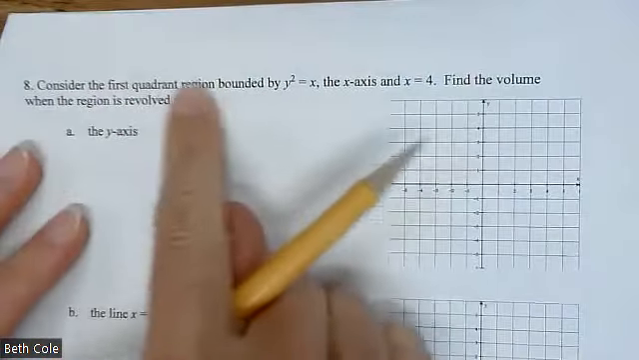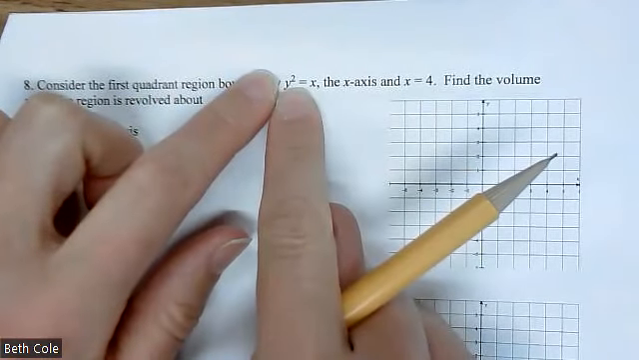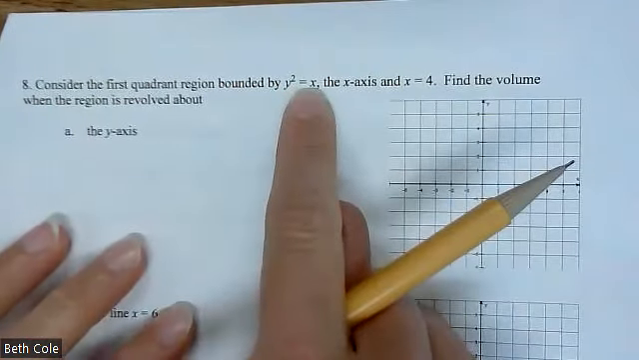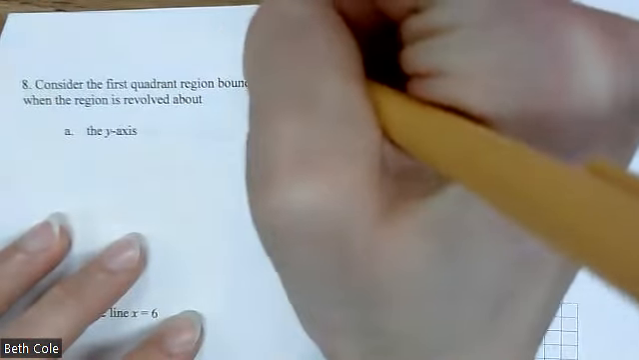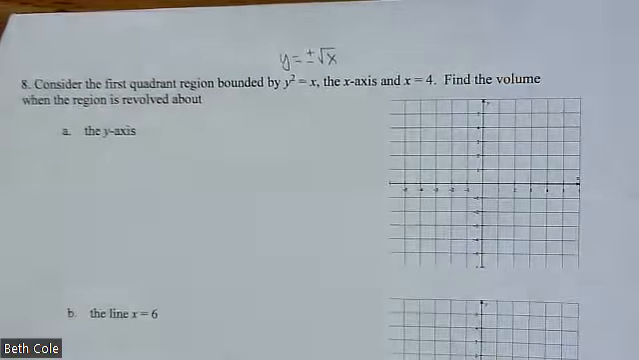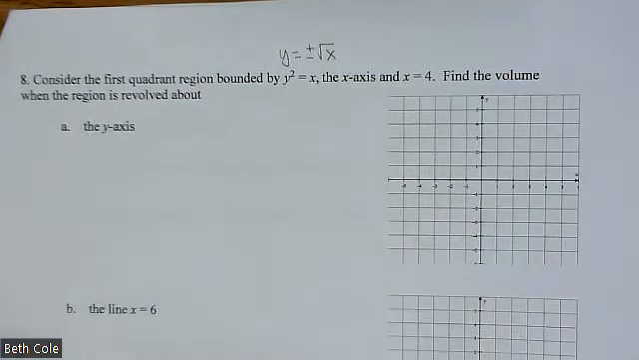Consider the first quadrant region bounded by y squared equals x. If you wanted to get y by itself, what would you need to do? Square root. So y is going to equal a plus and minus square root. It's going to be a sideways parabola. So what are some points we could put on that?